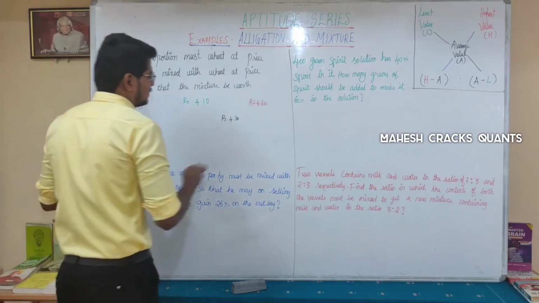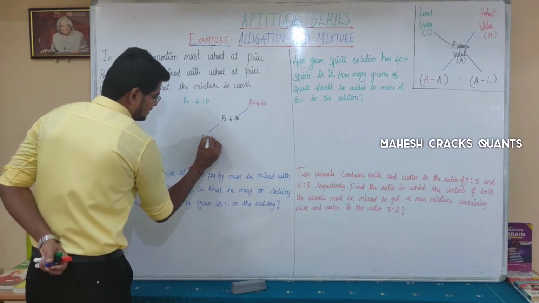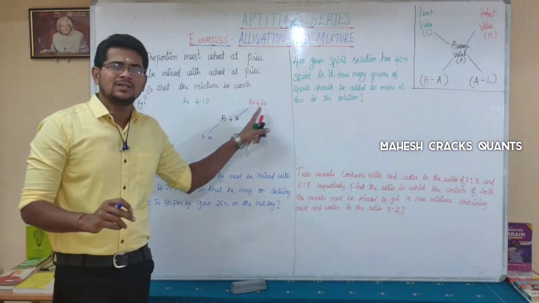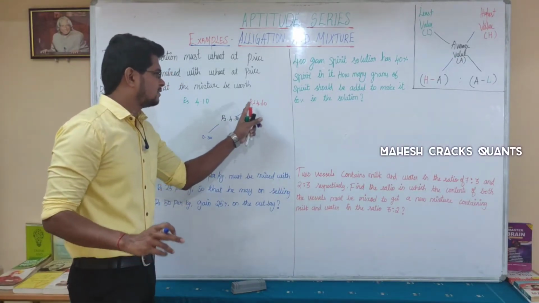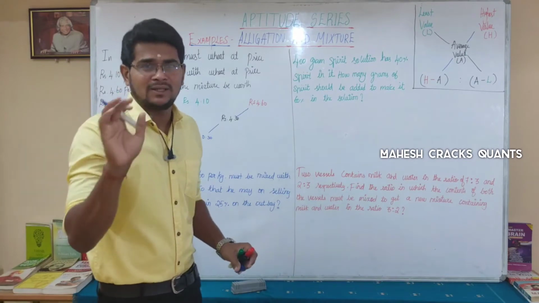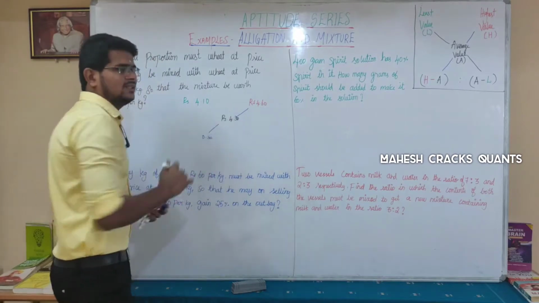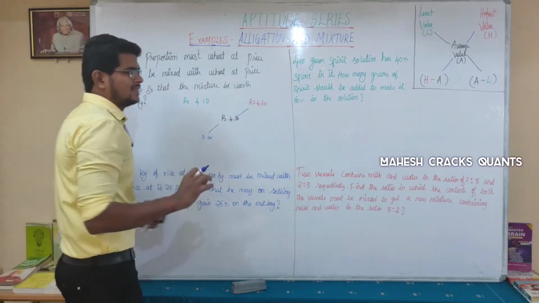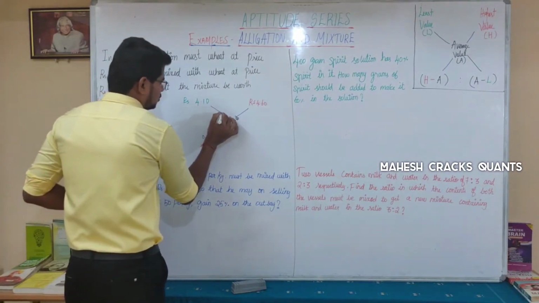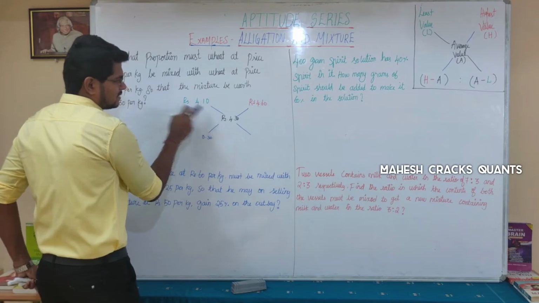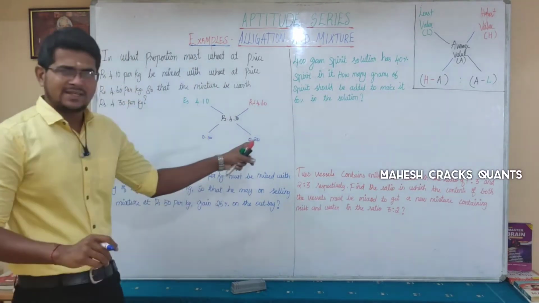You have to cross and then find the difference. What is the difference between these two? 0.30. You just need to find the difference. You should not consider the minus. If you subtract 4.60 from 4.30 you get minus 0.30, which is not required here. What is required is the difference between these two, which is 30 paise, 0.30. And the difference between the other two is 0.20.